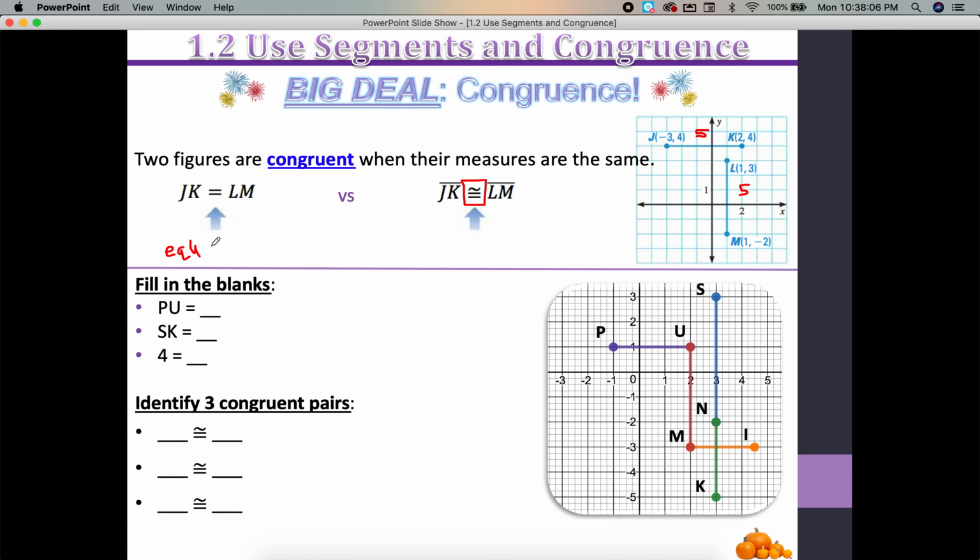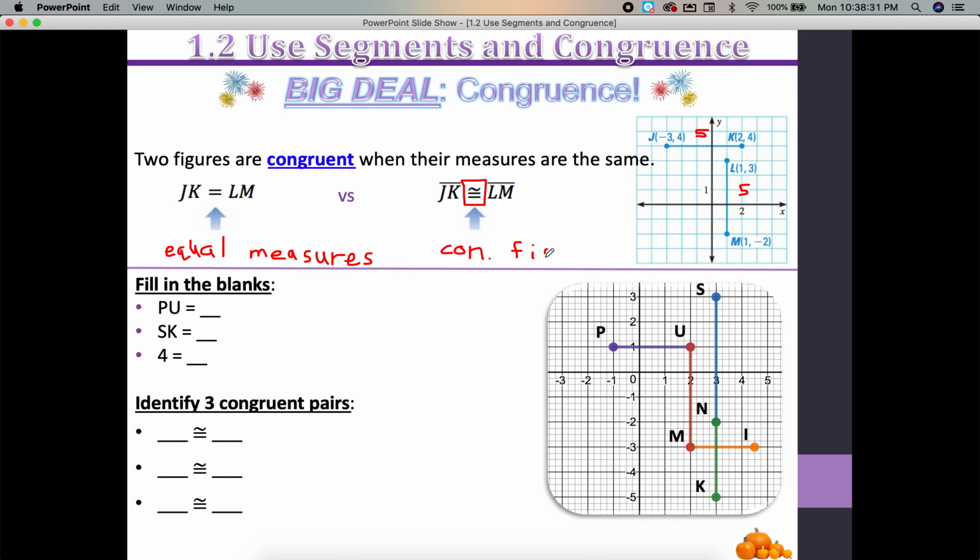Oh, this is going to take me forever to write, I just know it. Equal measures. Whereas the congruent statement to the right is not talking about equality, not talking about equal measures, but talking about congruent figures. Lest we're here forever, I'm probably just going to use shorthand here. Congruent figures.